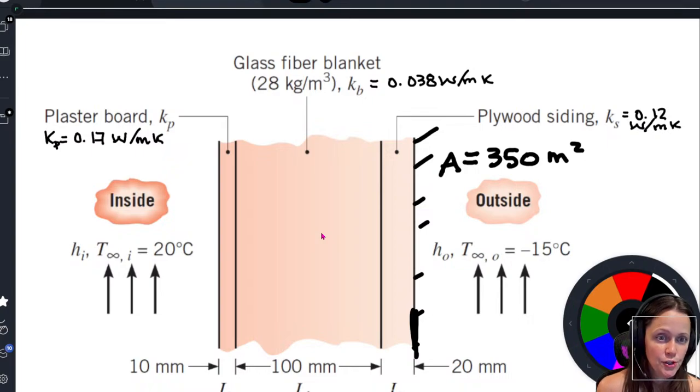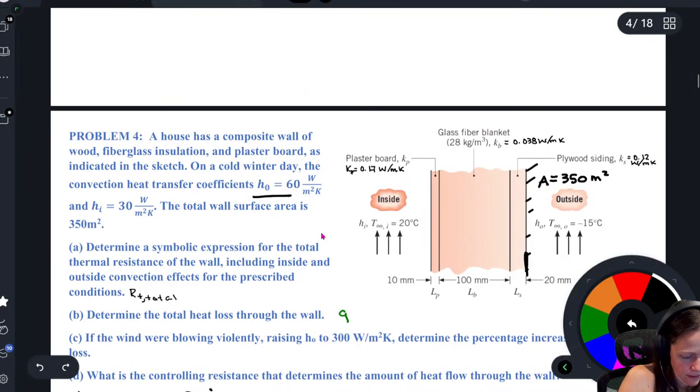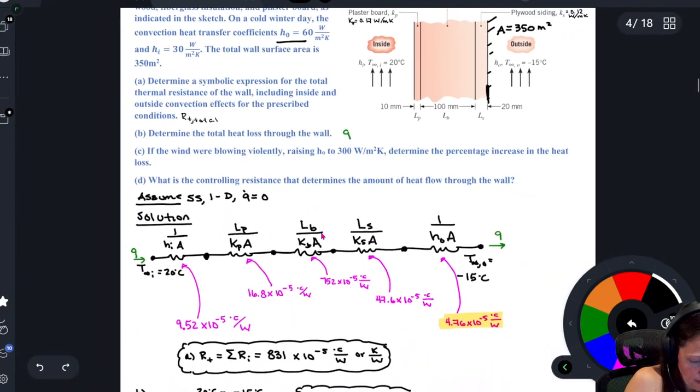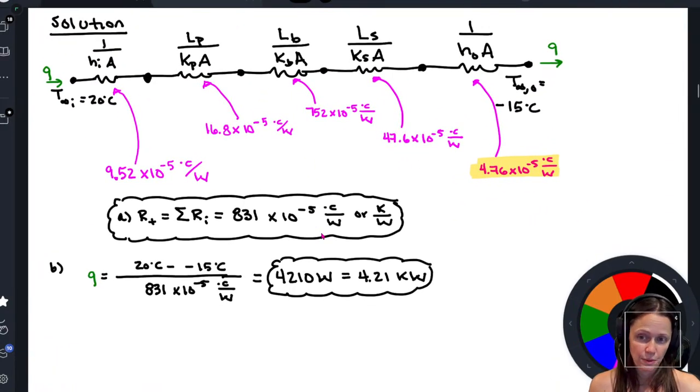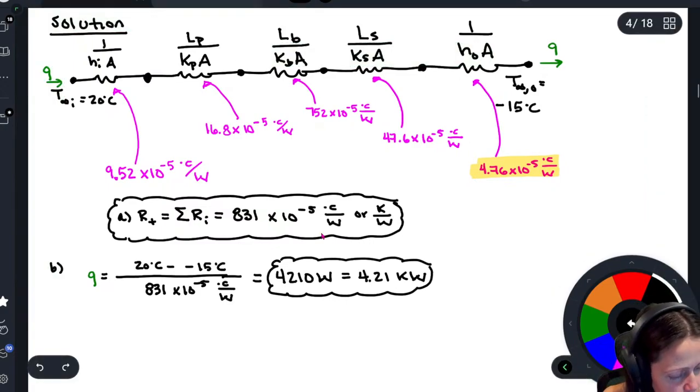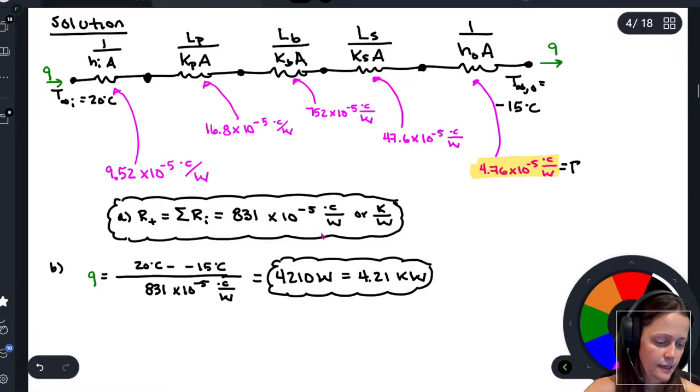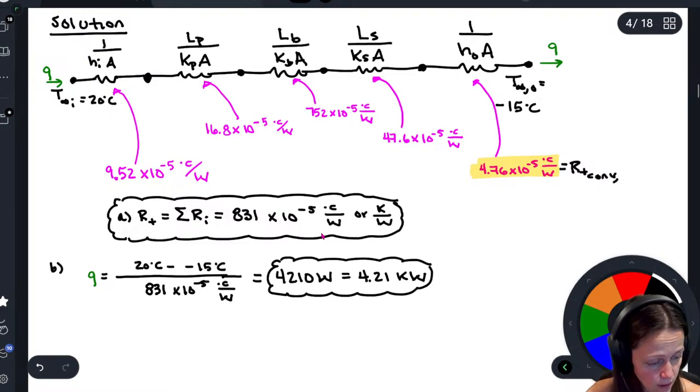All right. So, yeah, part C is asking, if the wind were blowing violently, raising the outer convective heat transfer coefficient to 300 watts per meter squared Kelvin, determine the percentage increase in the heat loss. I don't even think I calculated the percentage increase because I just looked at what was going to happen to that term that I've got highlighted in yellow there. So this is the thermal resistance to convection on the outside.